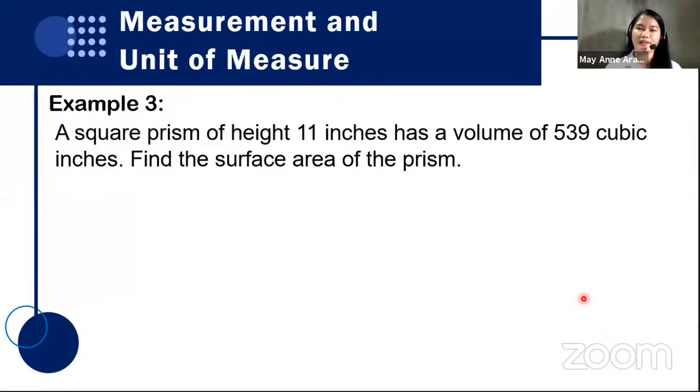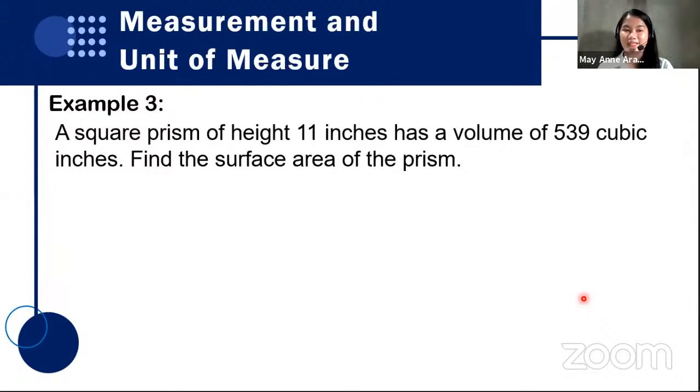Last example, and we'll proceed to the 30 item practice test items. Okay, last example. A square prism of height 11 inches has a volume of 539 cubic inches. Find the surface area of the prism.